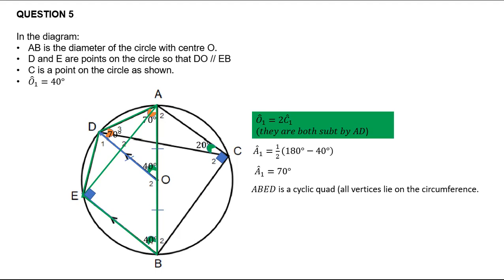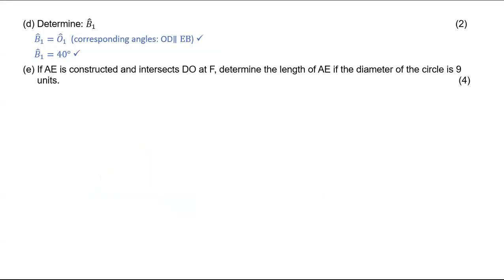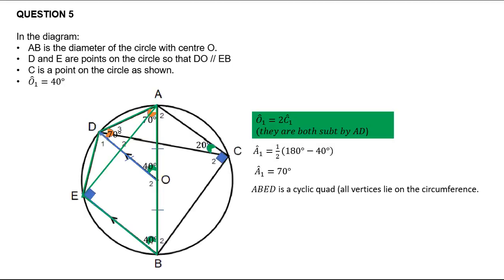Okay, what else are they saying? When I read further, they say that okay, it's constructed and intersects DO at F. All right, we need to determine the length of AE. The diameter of the circle is 9 units. So they're telling us that AB is 9 units. And what I notice is that we've got 40 degrees inside, and 40 degrees is opposite the side that we are looking for, which is AE. And we've got the hypotenuse in that triangle. The hypotenuse will be AB.